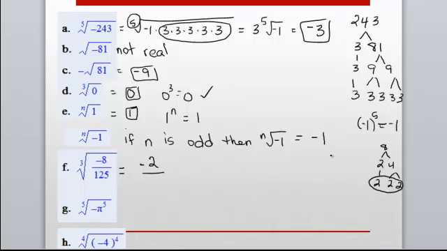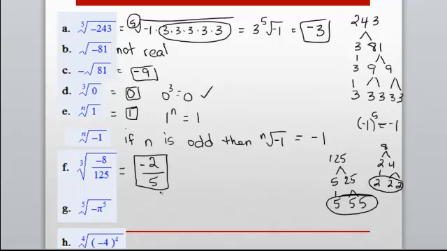Well, how about the 125? That's going to be 5 times 25. That's 5 times 5 times 5. All 3 of these escape, but only 1 survives. So the cube root of -8 125ths is -2/5.